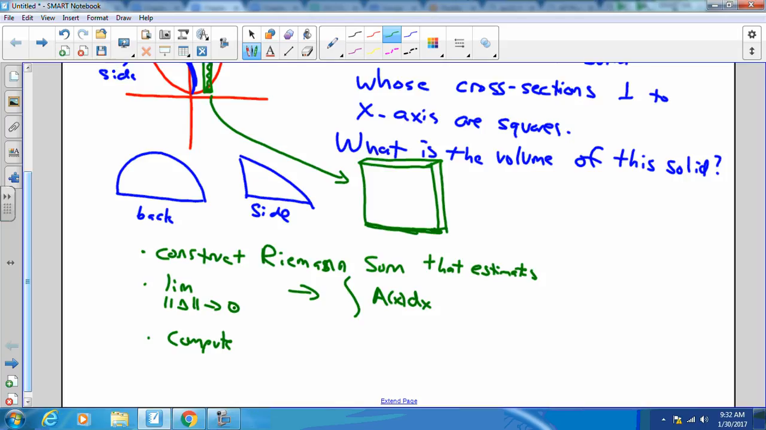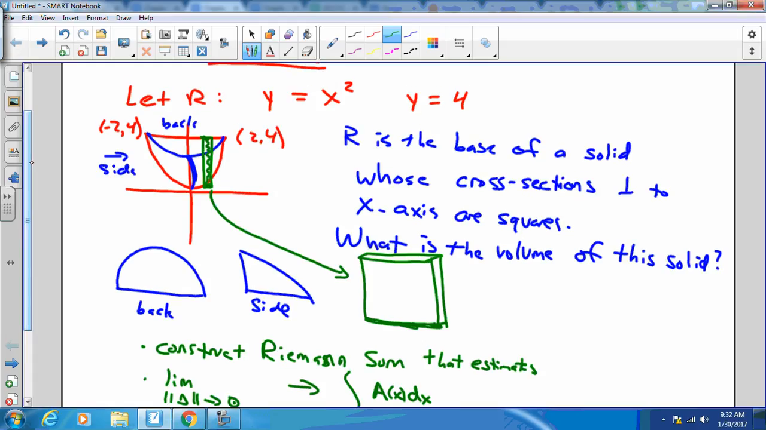Ultimately, what we're going to do is represent the cross-sections here as differential elements of volume. And we're going to construct the integral directly from those differential elements of volume, which is a shorthand for this entire process right here. So let's do this the long way once, and then we're going to come back in shorthand.